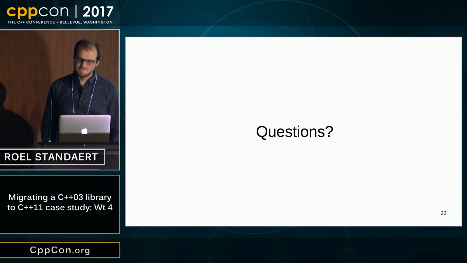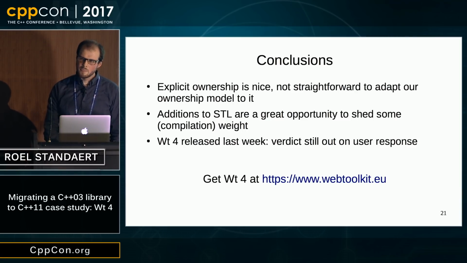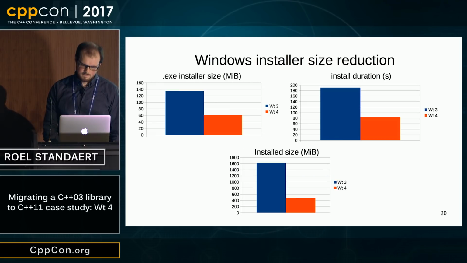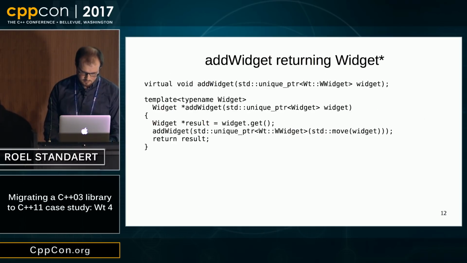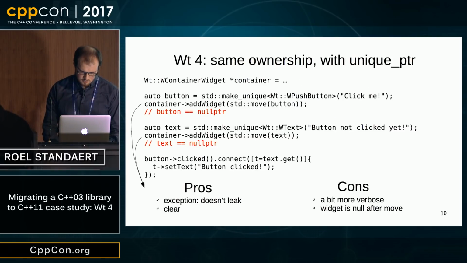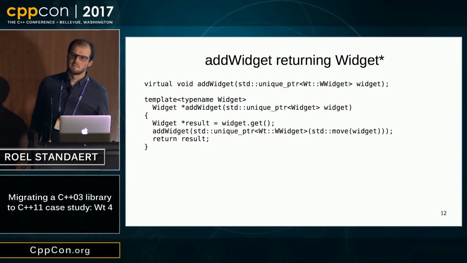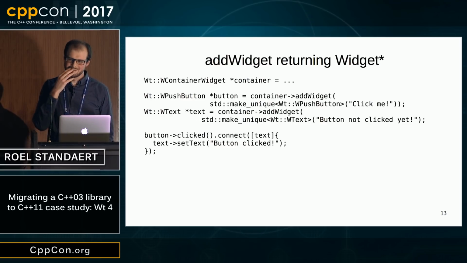Can you show the last slide where you added the make_unique things? This one? No, where you have addWidget. Oh, that one, yeah. One more. That one. Okay. Why didn't you make addWidget also do the constructing of the push button and WText? You could have saved the make_unique there explicitly.